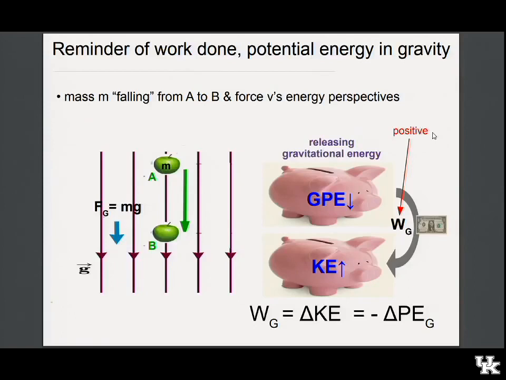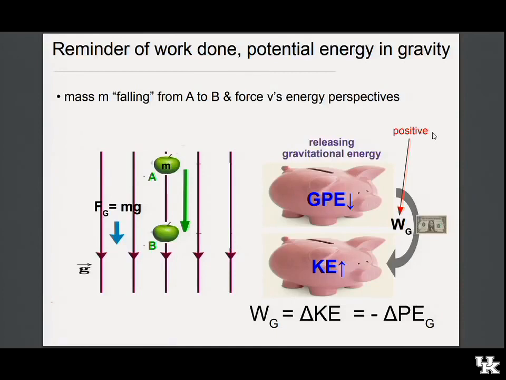There's a little equation here that we're going to talk about today. This is the equation for the work done in that energy perspective. So this is the work done by gravity. And the work done by gravity in this situation, the falling body, corresponds to the change in kinetic energy, or the increase in kinetic energy as the body falls. And it corresponds to the decrease, the minus sign here, of potential energy.